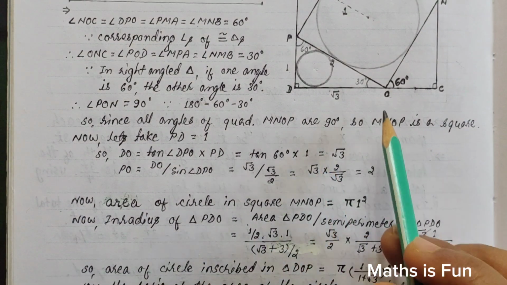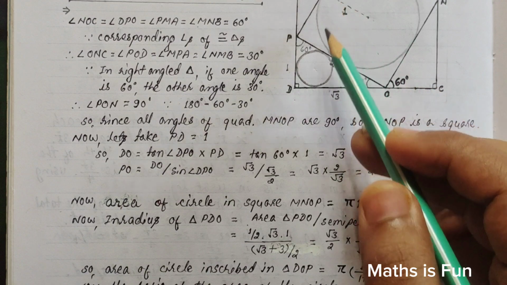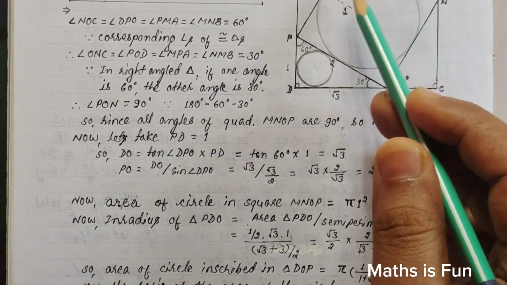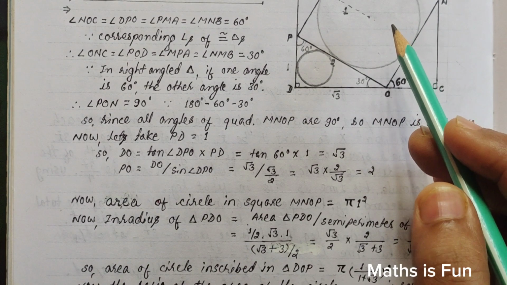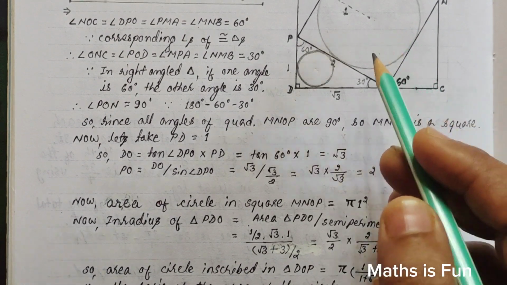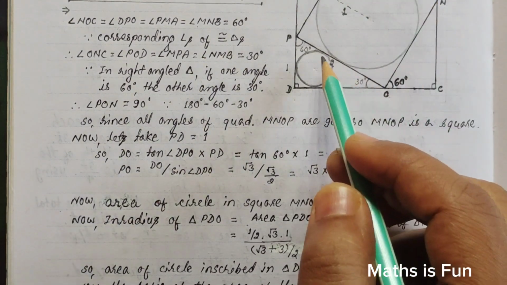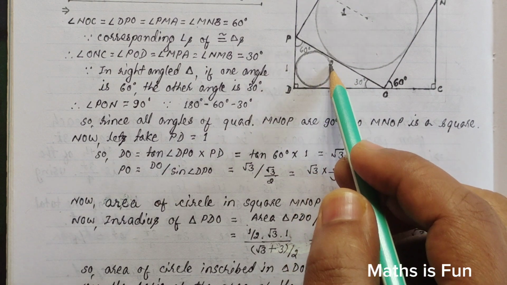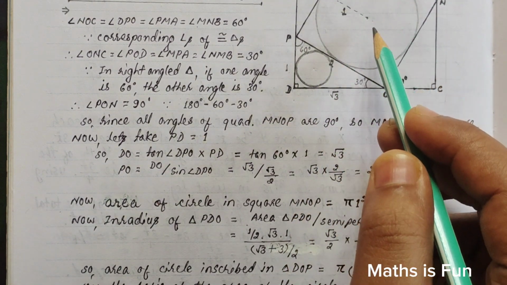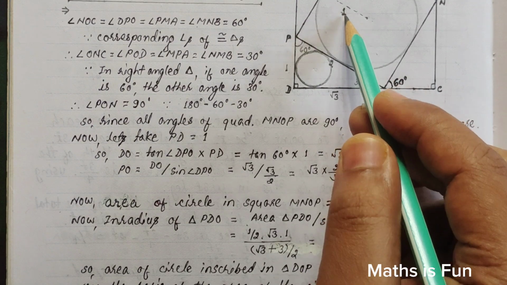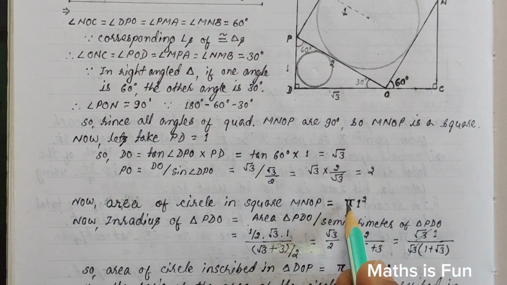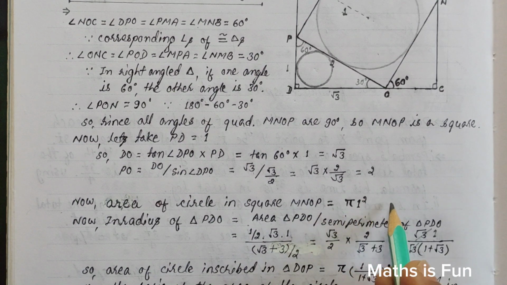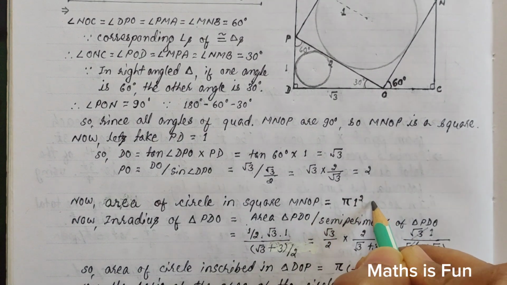Now we'll find out the area of the circle in the square MNOP, that is this circle. The area of the circle is pi r square. Here you can see that in this circle the side length is 2, so this circle's diameter will also be length 2 and its radius is 1. So the area of the circle in square MNOP is pi times 1 square. So the area of the circle comes out to be pi.